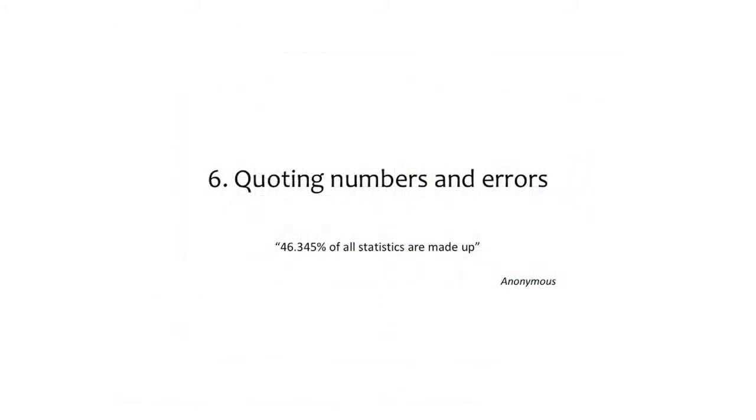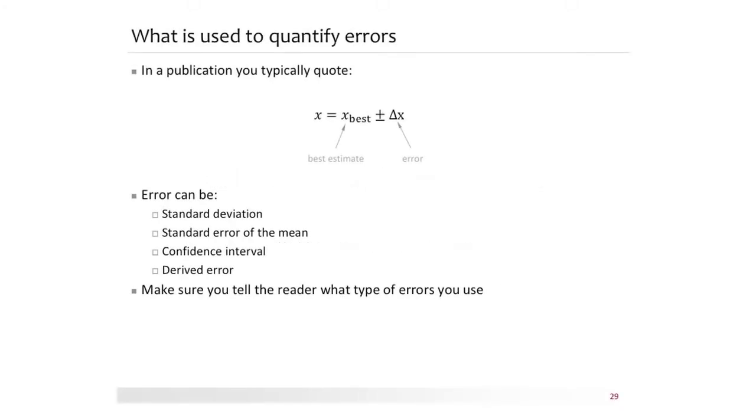Right, let's quickly now go through the second part. It's about quoting or reporting numbers and errors. When you write it in a publication, you usually write something like this: X is your best estimate, plus-minus symbol, and then there is some sort of error. Errors can be, as I mentioned, standard deviation, standard error, confidence interval, or some more complicated derived error. Make sure you tell the reader what error you use, again. And how do you calculate these things? How do you type it?